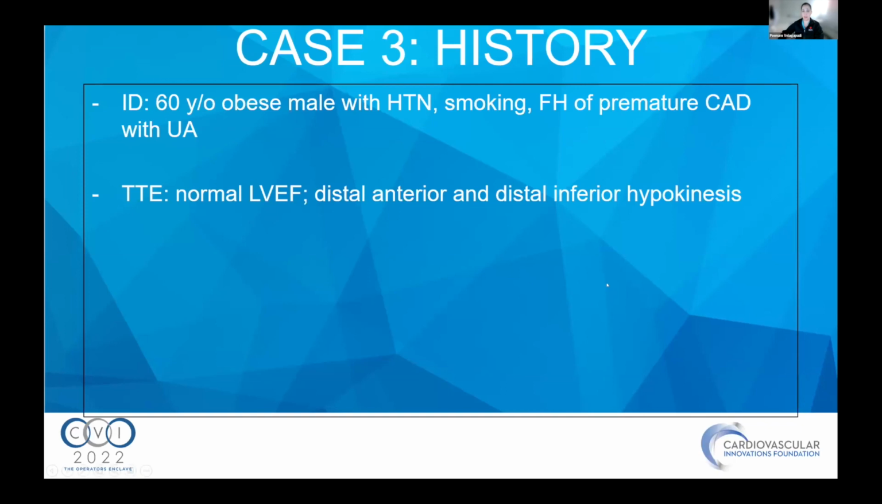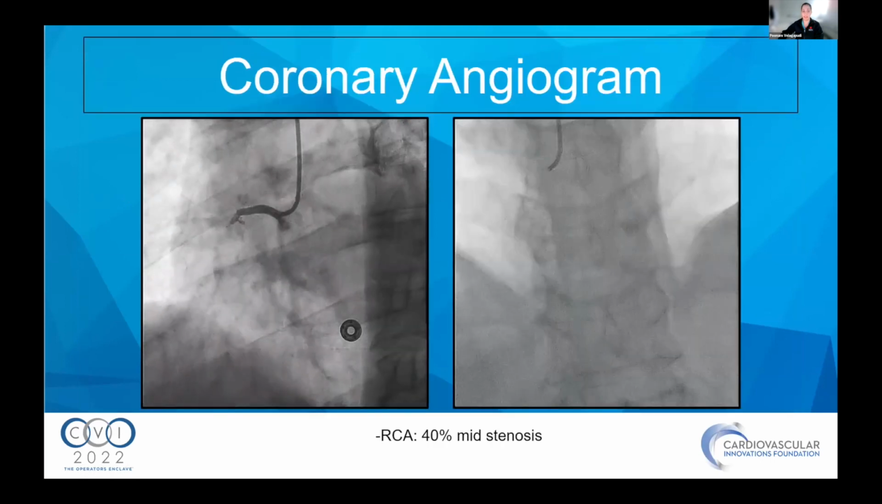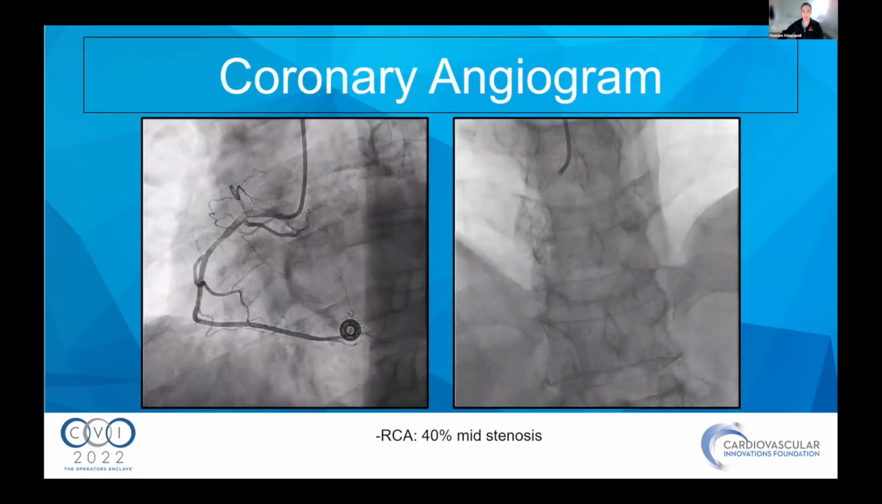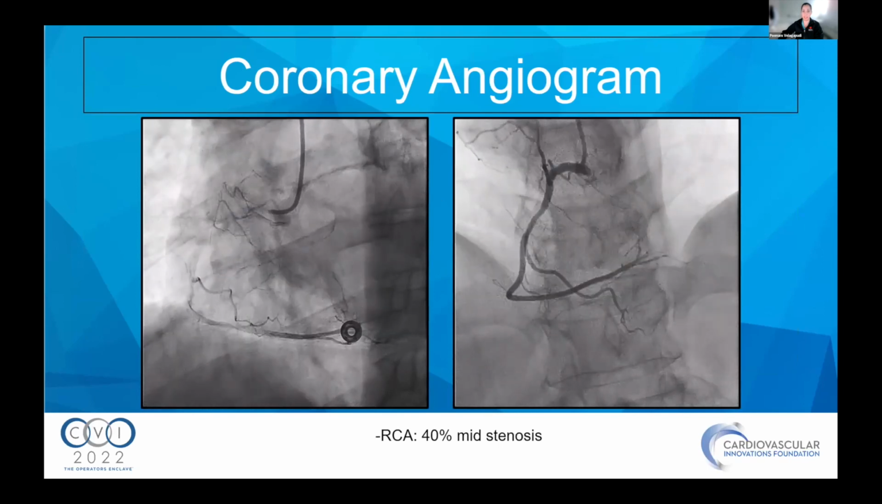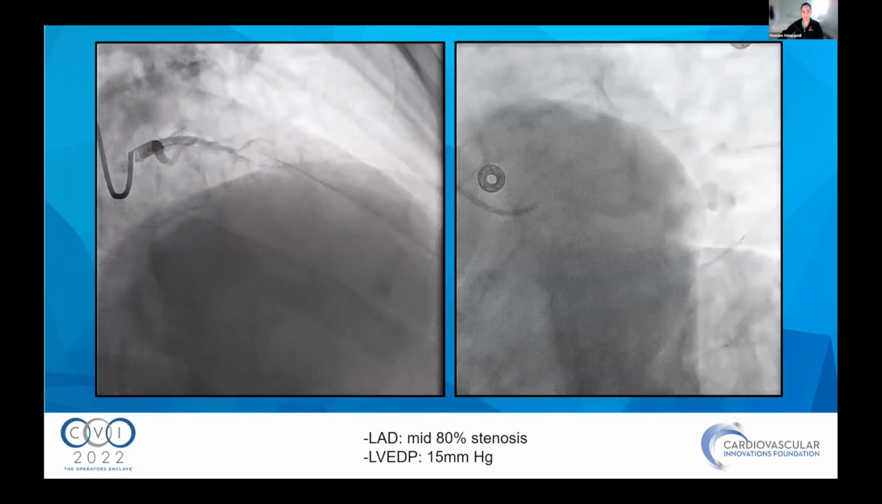And then this is my final case, a quick 2 minutes. A 60-year-old, very obese male with distal anterior and inferior hypokinesis and significant symptoms at rest. And this is the cath, RCA, just some mild to moderate disease. But this is the LAD.